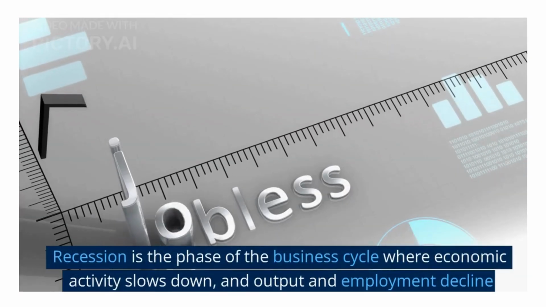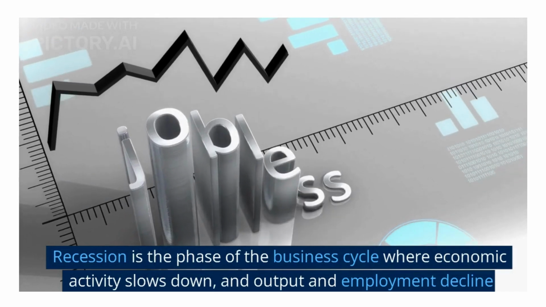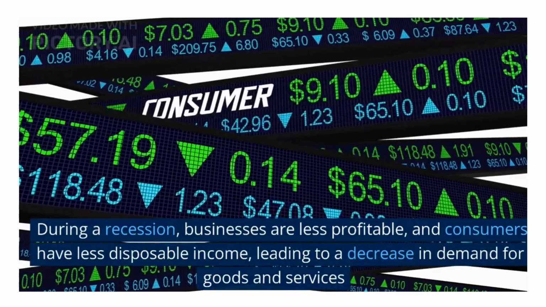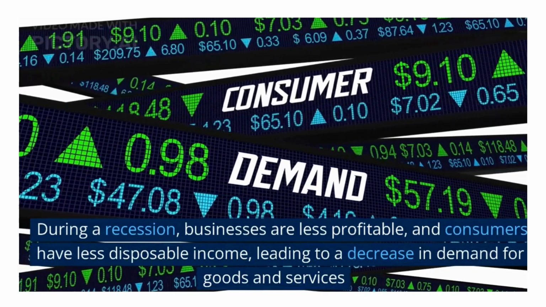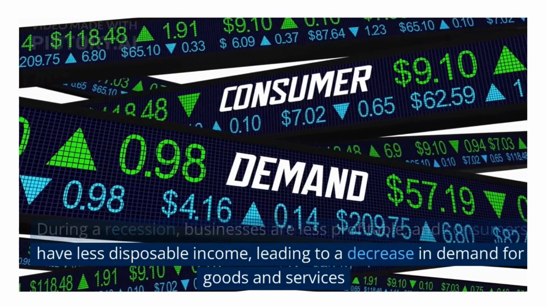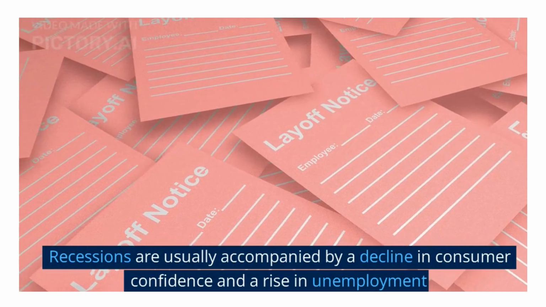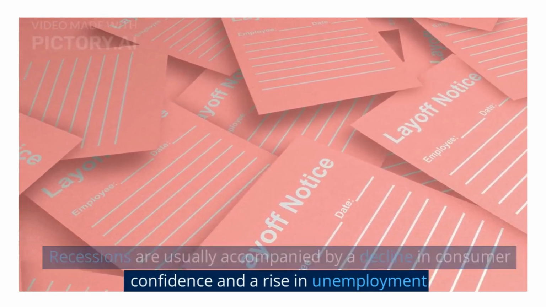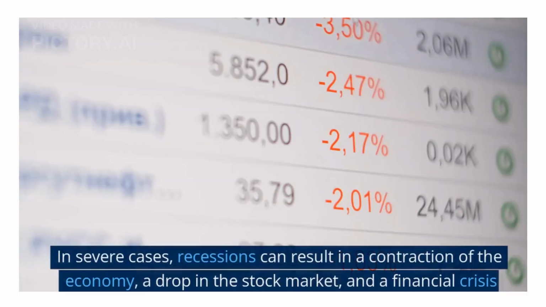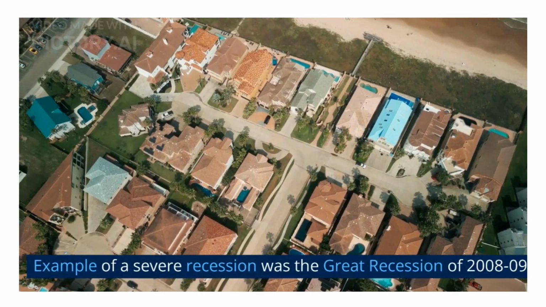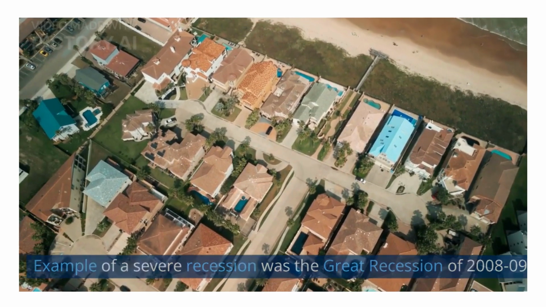Recession is the phase of the business cycle where economic activity slows down, and output and employment decline. During a recession, businesses are less profitable, and consumers have less disposable income, leading to a decrease in demand for goods and services. Recessions are usually accompanied by a decline in consumer confidence and a rise in unemployment. In severe cases, recessions can result in a contraction of the economy, a drop in the stock market, and a financial crisis. An example of a severe recession was the Great Recession of 2008-09.